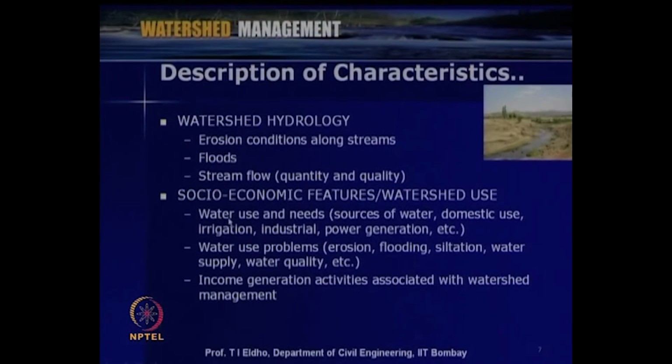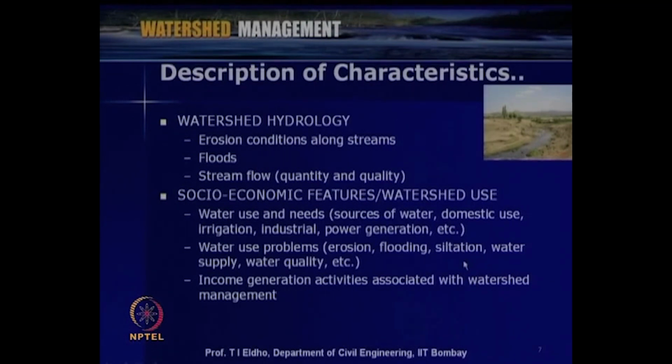As far as socio-economic features are concerned, there are water use and needs. For the people living in the watershed, what are the sources of water, and what are the uses of the water, like domestic use, irrigation, industrial use, or power generation. Then water use problems: with respect to the conditions available within the watershed, whether there can be problems of erosion, flooding or siltation.